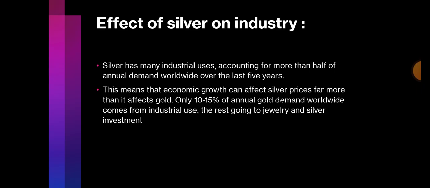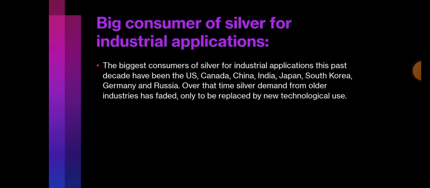Effects of silver on industry. Silver has many industrial uses accounting for more than half of annual demand worldwide over the last 5 years. This means that economic growth can affect silver prices far more than it affects gold. Only 10 to 15% of annual gold demand worldwide comes from industrial use, the rest going to jewelry and investment. Big consumer of silver for industrial applications.